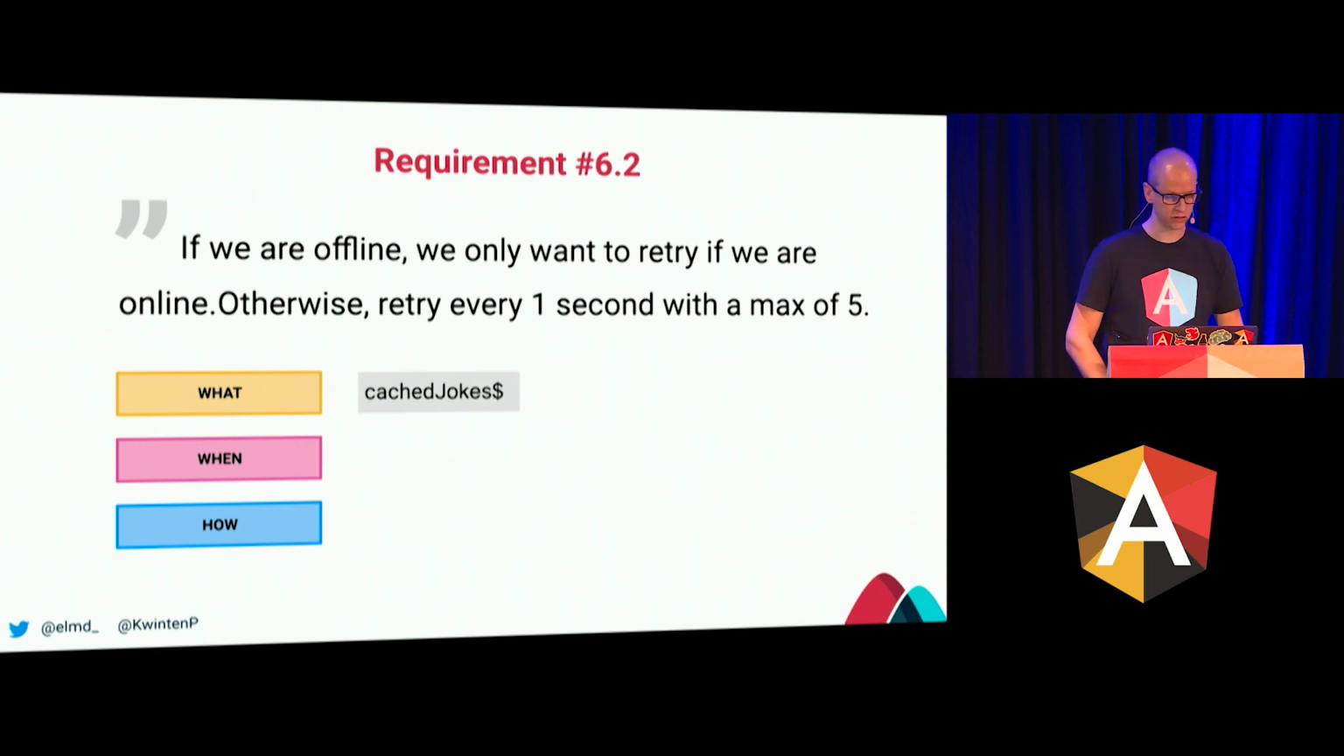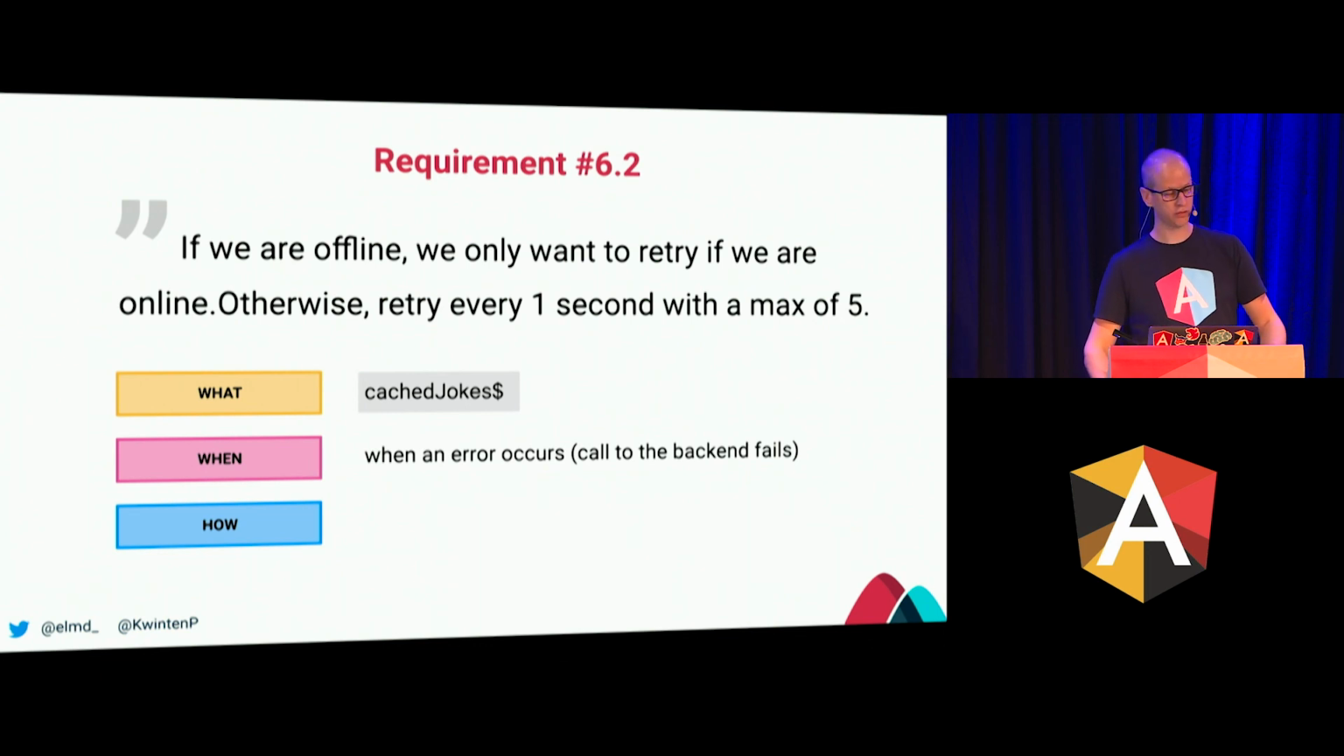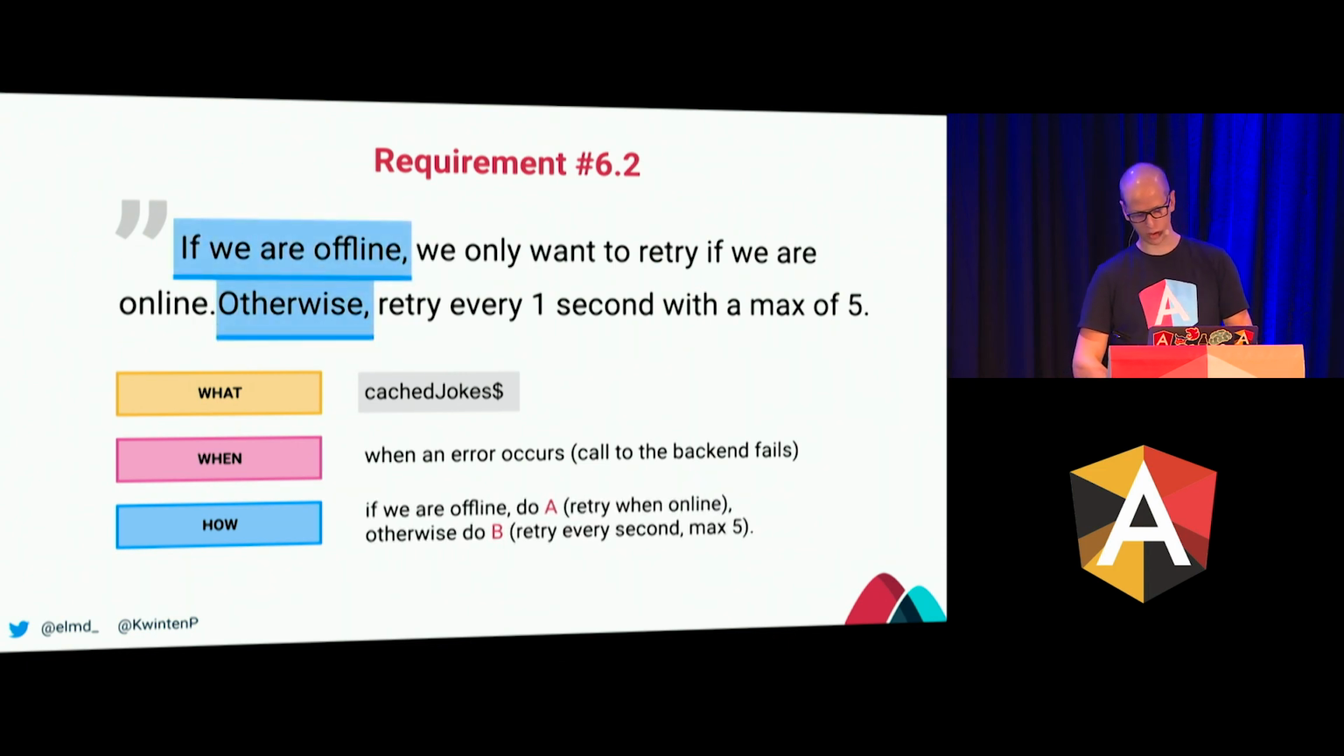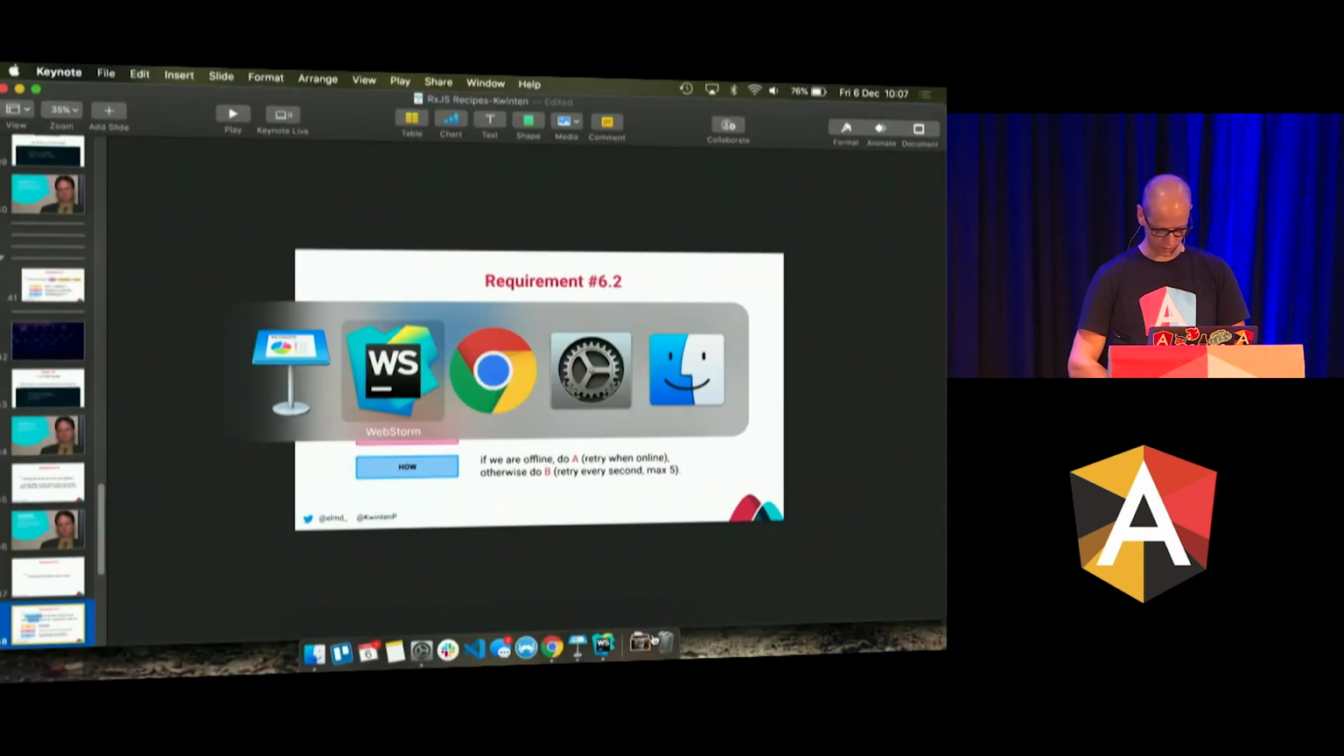So I want to retry this cache jokes. And when do I want to retry it? When an error occurs, the call to the backend fails, and then we have a decision to make. Remember the previous pattern that we had? We were making a decision based on a notification value. Now we have a decision to make based on whether or not we're online. So we're already reusing this pattern. How are we going to do that? If we're online, we're going to retry. If we're offline, we're only going to retry when we're back online.